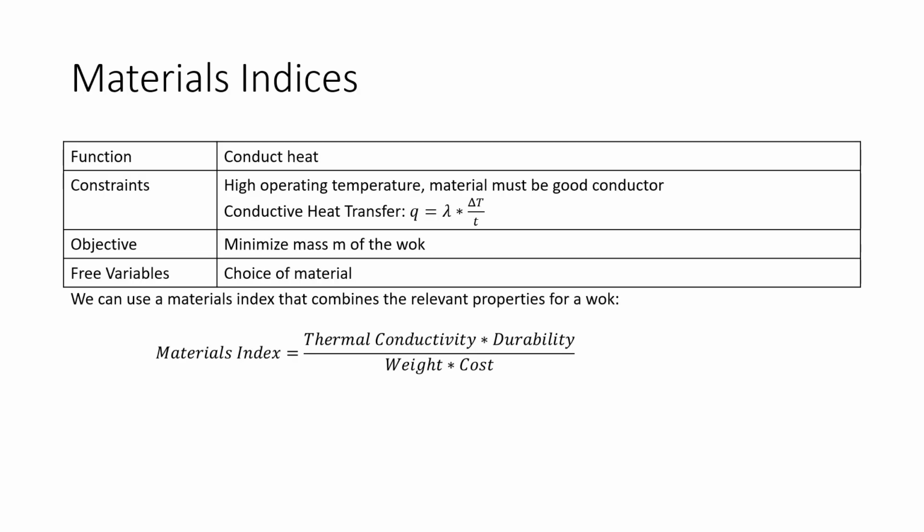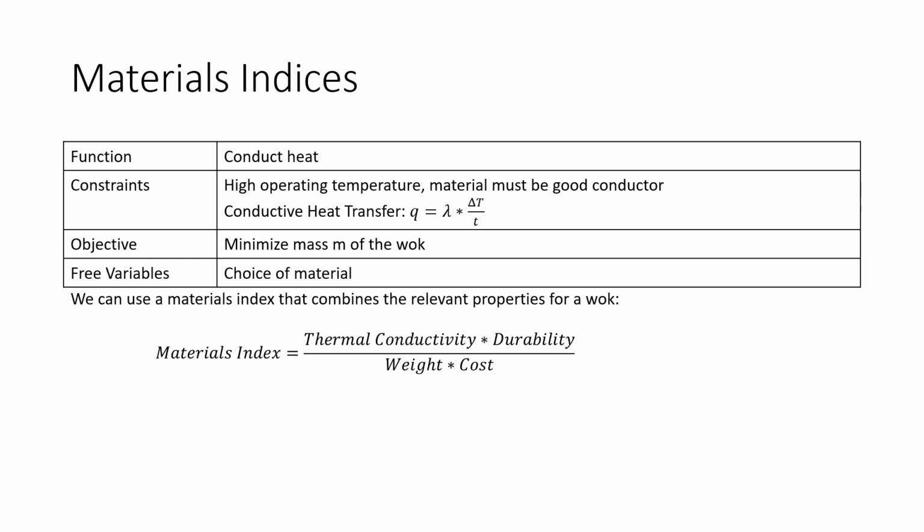Another tool we can use when it comes to material selection is the material indexes. The function would be conducting heat. Some constraints we have to consider are high operating temperatures. The material must be a good conductor for conducting heat, with the formula provided below. And the objective here is to minimize the mass, or in this case M, for the wok. And some free variables we have are the choice of material.